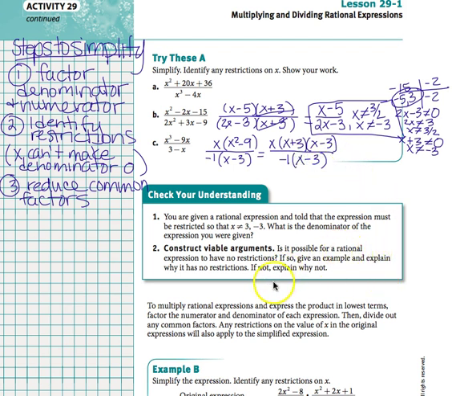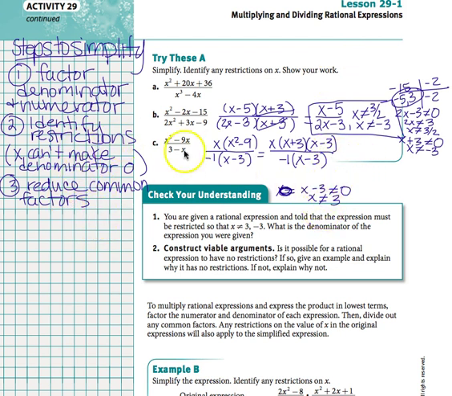Okay, then I look at my restrictions, and because I only have one factor with a variable in the denominator, that's the only restriction I need to worry about. So I know that x minus 3 cannot equal 0, which means x cannot equal 3, which makes sense. If x was 3, 3 minus 3 gives me 0, and we know that's not allowed.